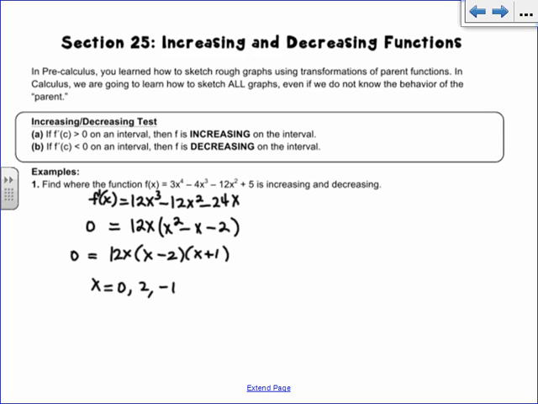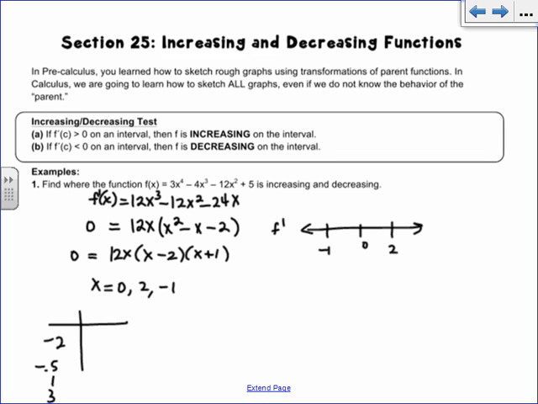So those are the numbers that we put on the number line. So we draw a number line, and we put them in order, so negative 1, 0, and 2. And we test in each interval. Now what we did in algebra 2 is we did a little box, and we said, okay, I want to test negative 2, I want to test negative 0.5, I want to test 1, and then I want to test 3. So we picked numbers in each interval.